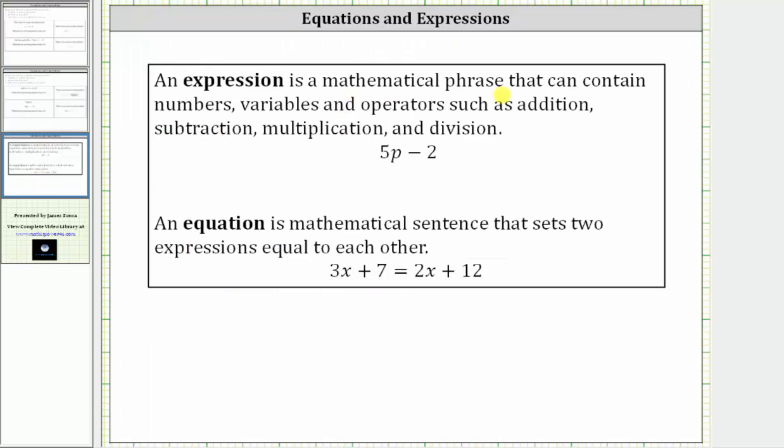An expression is a mathematical phrase that can contain numbers, variables, and operators such as addition, subtraction, multiplication, and division. 5p minus 2 is an expression. An equation is a mathematical sentence that sets two expressions equal to each other. For example, 3x plus 7 equals 2x plus 12 is an equation. The key component for an equation is that it must have an equal sign.